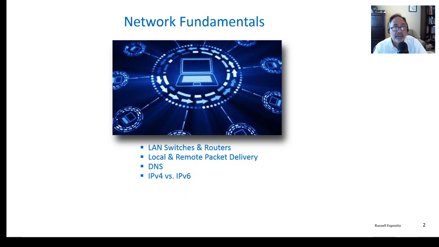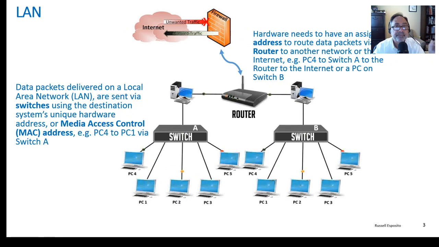So every URL you type in, Amazon.com or Google.com, behind that is an IP address, a number. And there's two versions, version 4 and version 6. Version 6 has some advantages as we move to that. So let's first go through how a network works.